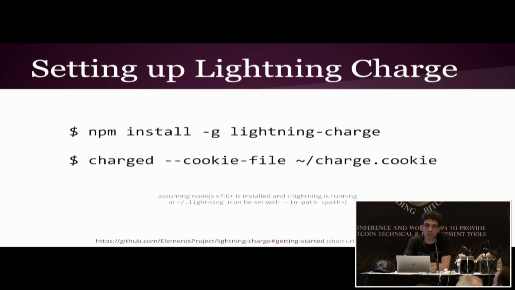Setting up Lightning Charge should also be quite easy and quite similar to Spark. Assuming you already have C-Lightning running and Node.js installed at an appropriate version, then it's again just a matter of installing the package and starting the daemon. The cookie file argument will cause Spark to generate a random access token and write it into this file so you can read it out in order to communicate with the API. You can also specify your own API token if you prefer that. But this is nicer, I think, with the cookie file.